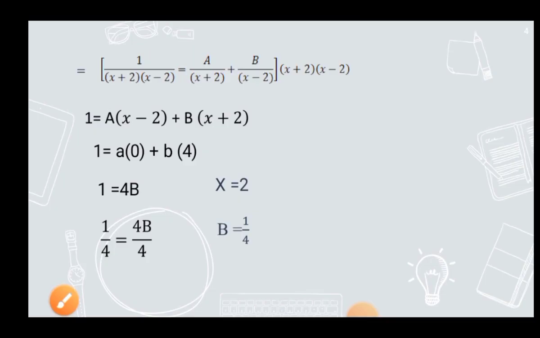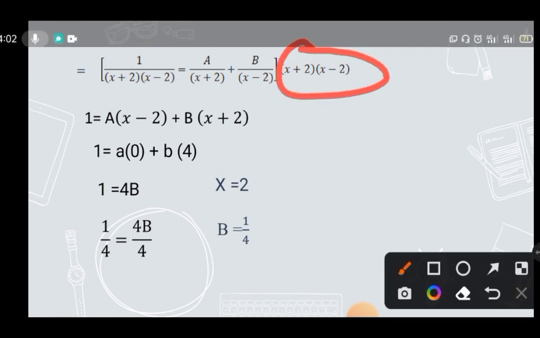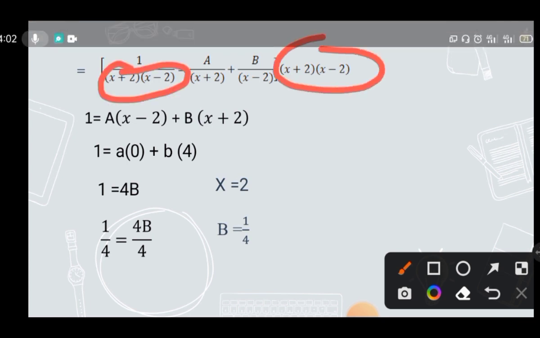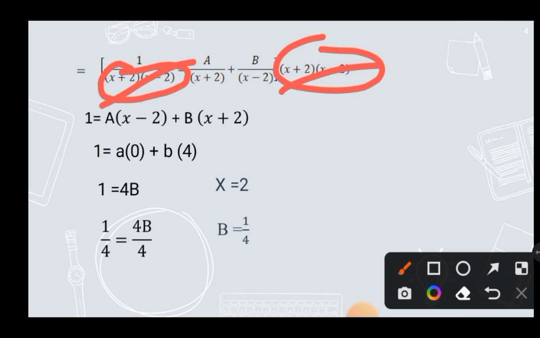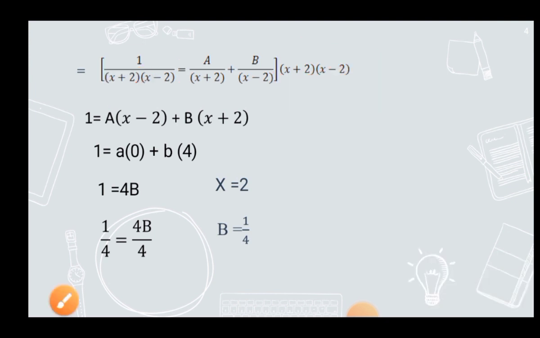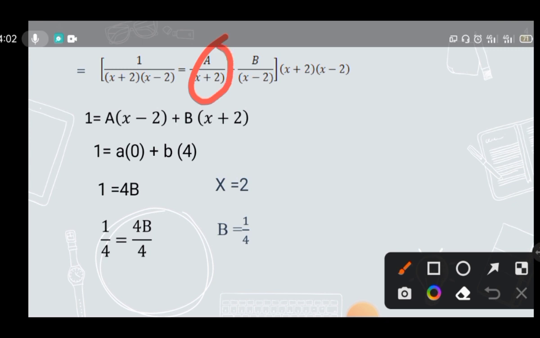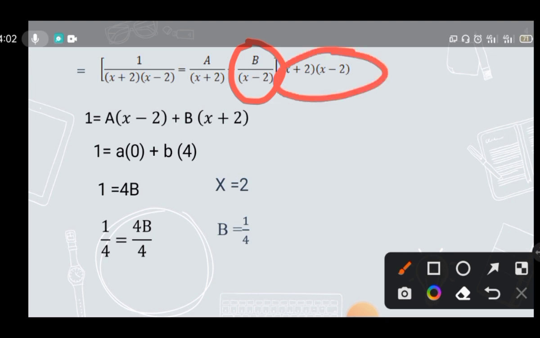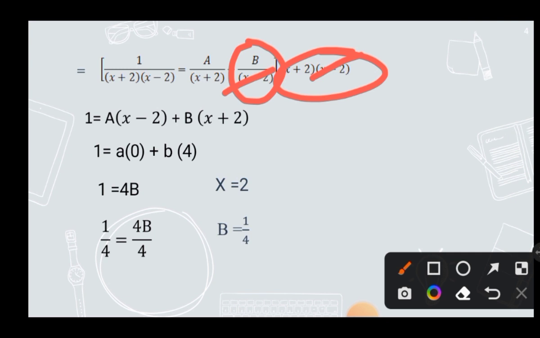Next, to simplify the different linear factors, we multiply both sides by the linear factors. When we multiply, the factors cancel, and what remains on the left side is 1. For A, the constant A remains multiplied by x minus 2, since the x plus 2 cancels. For B, the constant B remains multiplied by x plus 2, since the x minus 2 cancels.